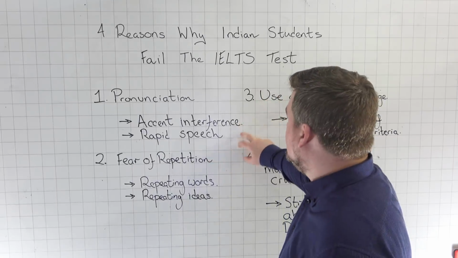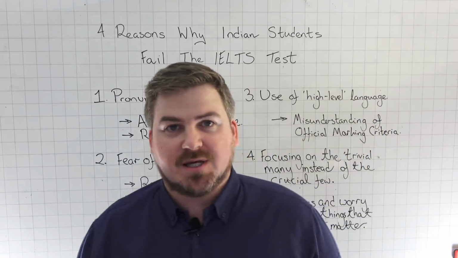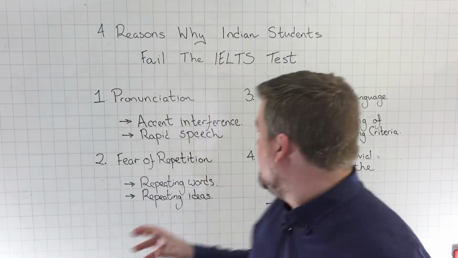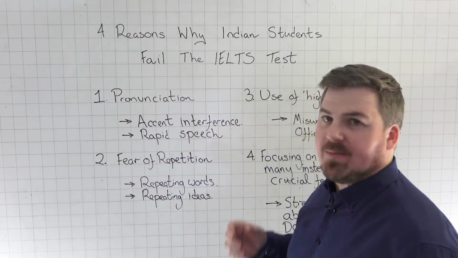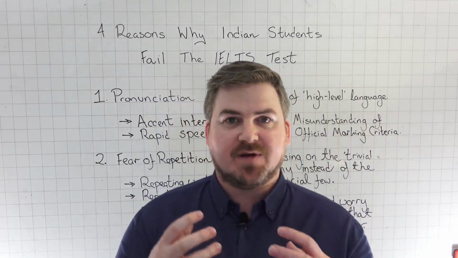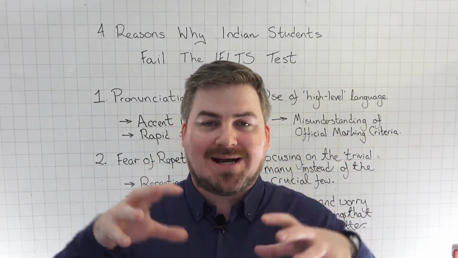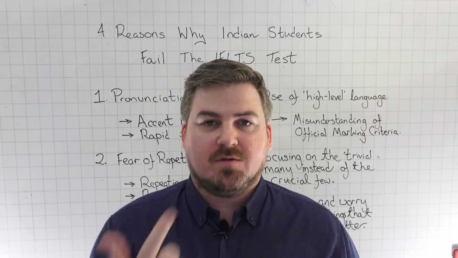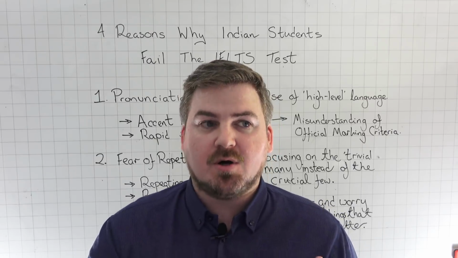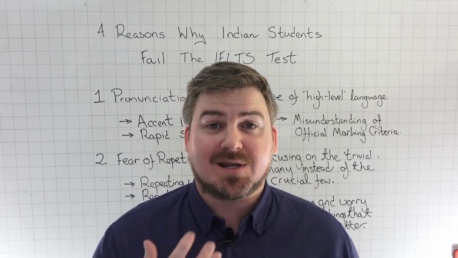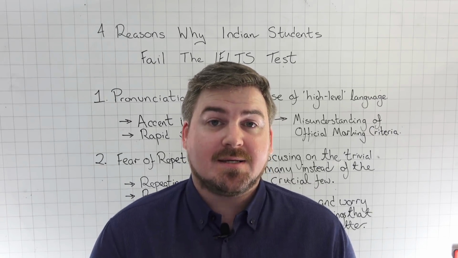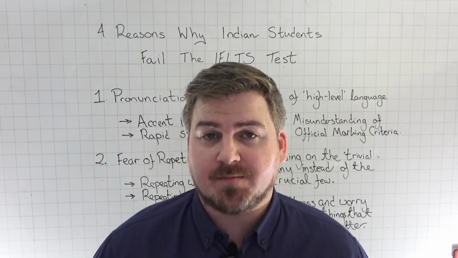Okay, so there's 2 main issues with pronunciation for Indian students. Number 1 is accent interference, and number 2 is rapid speech. So accent interference is when your accent interferes with your English pronunciation. So it causes difficulty for the listener, causes problems for clarity, for the listener to understand what you're saying.